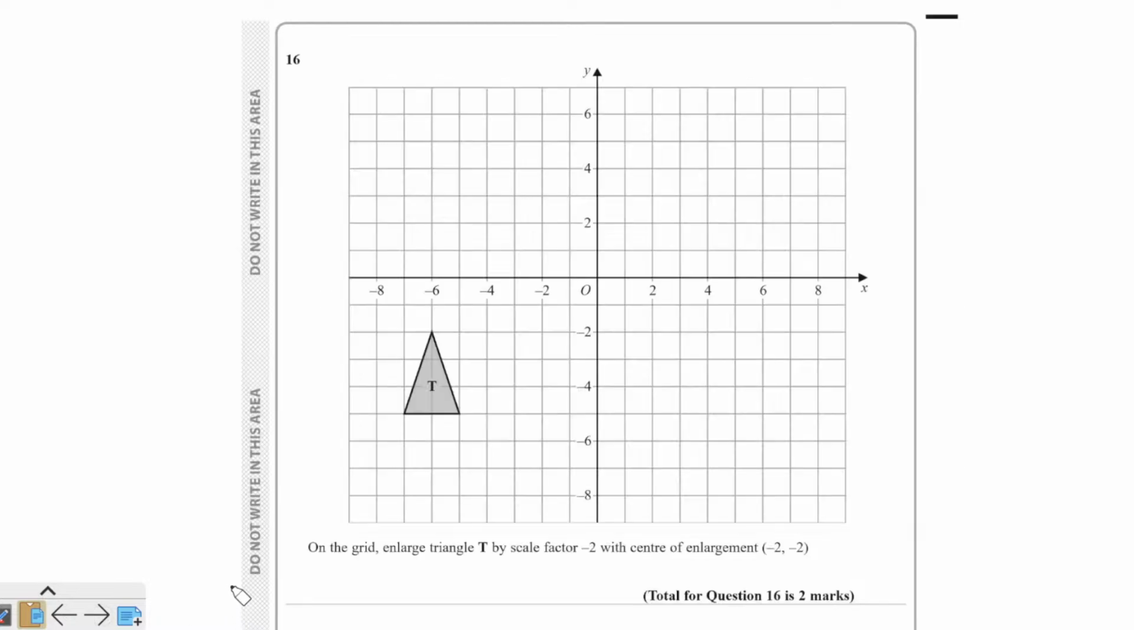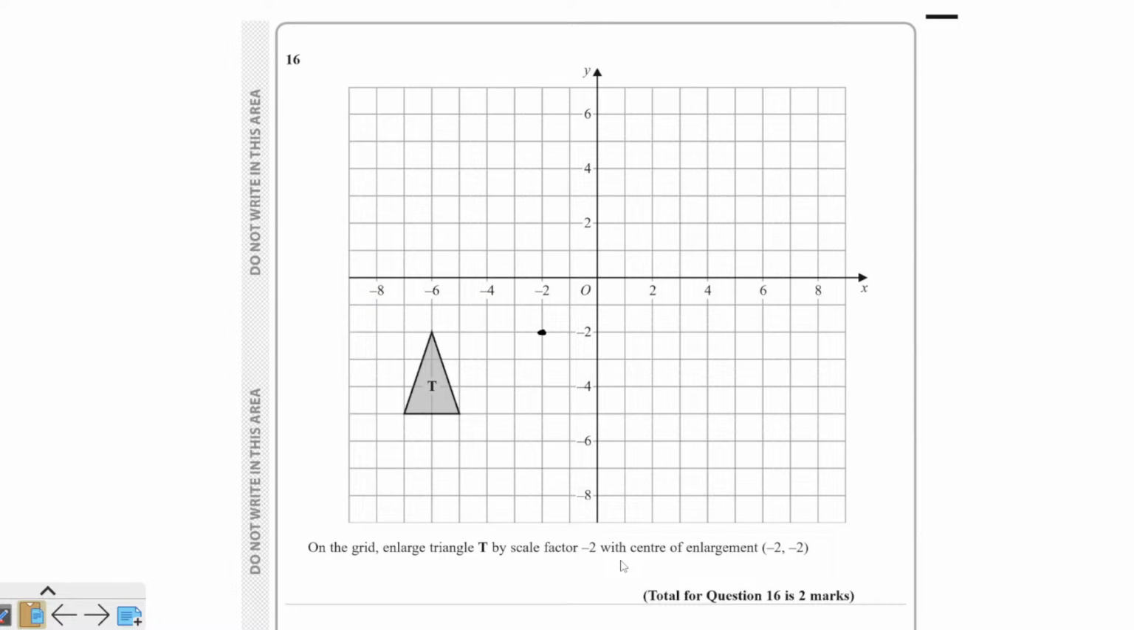Okay, question 16, this is a nice one. So, on the grid, enlarge triangle T by scale factor -2 with centre of enlargement (-2, -2). So first of all, where's that? That's here. Make sure you obviously get that right. Draw that nicer. There. Now, scale factor -2, this is very much higher tier. They tend to use negative scale factors.